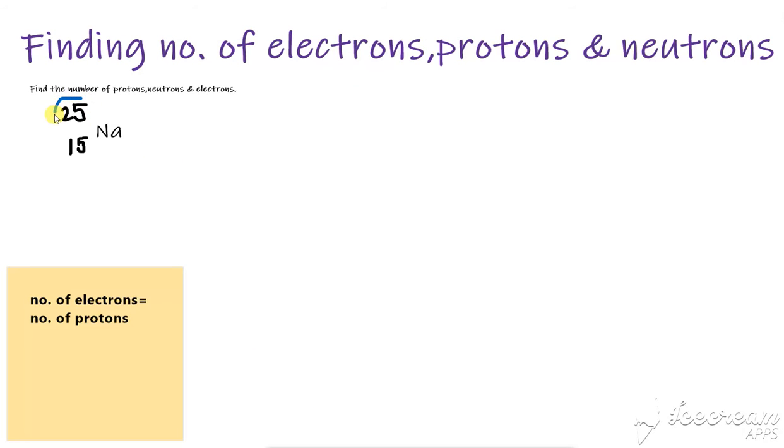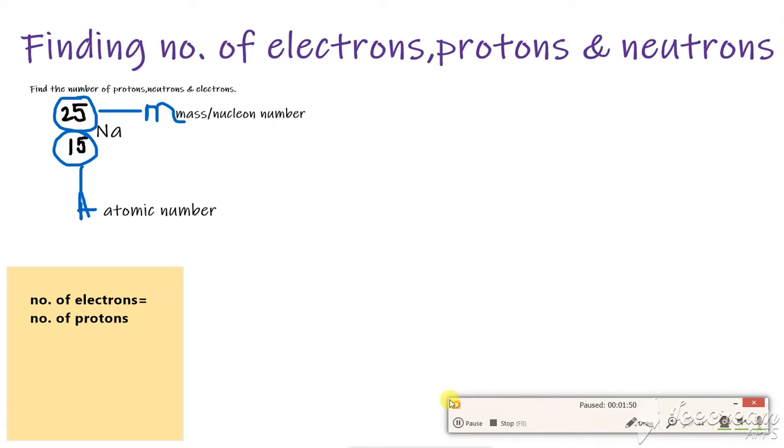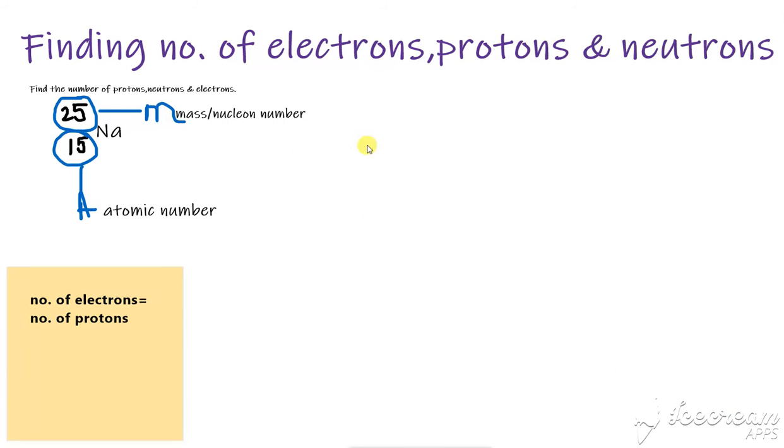So, this 25 is actually the mass number or nucleon number of this element. And this 15 is actually the atomic number of this element. So, I have displayed it over here that this is the mass or nucleon number and this is the atomic number. Atomic number consists of the number of electrons. And mass number consists of the number of protons plus neutrons.